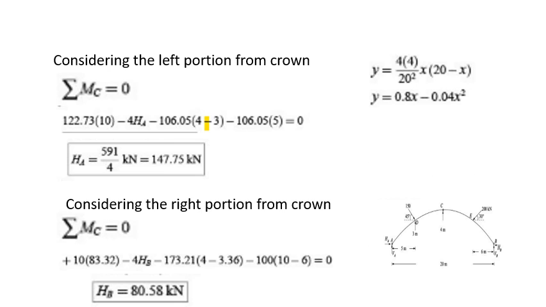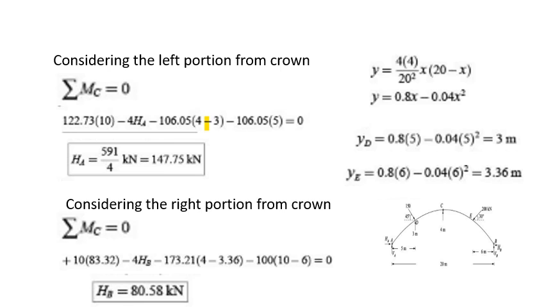So this step actually we have to do before. I forgot to write it down before. Okay, so YD, that is the height at the point D of the 150 kilonewton force, you get as 3 meter. YE as 3.36.